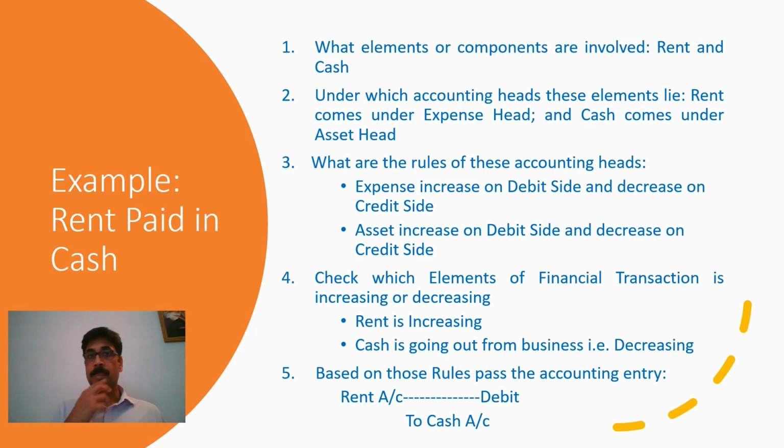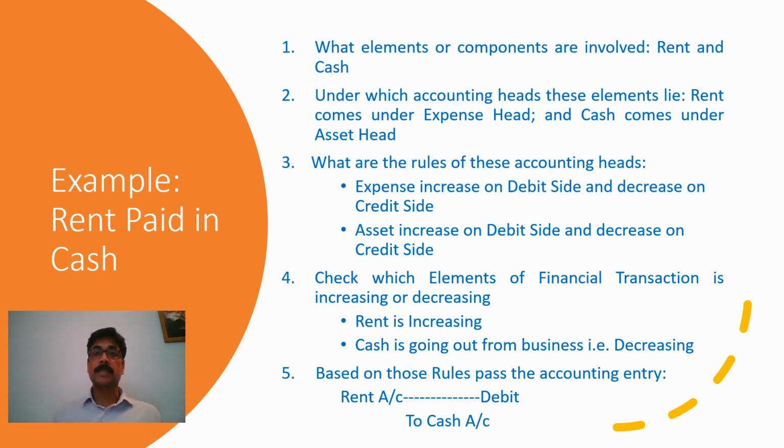So let's analyze. Expense account is increased on the debit side and decreased on the credit side. Our expense is in the name of rent, and rent is increasing. So what are we going to do for the entry? Rent account debit. Now let's see the other component, which is cash. So cash is decreasing, and an asset is increased on the debit side and decreased on the credit side. Now my asset, which is in the form of cash in this transaction, is decreasing. So we'll credit the cash.